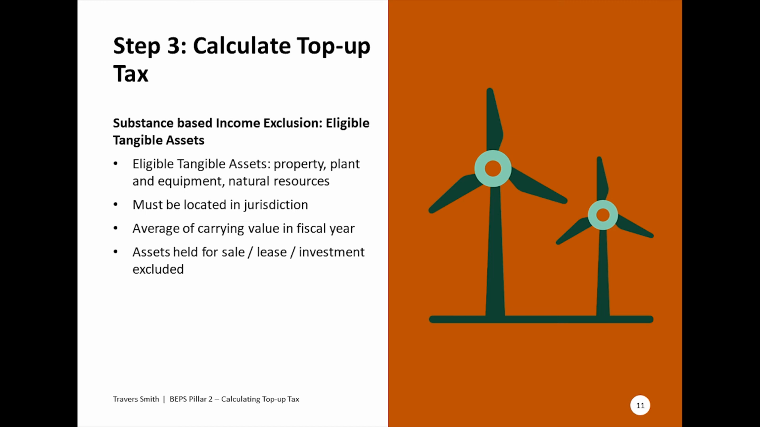Note that property that is held for sale, lease or investment is excluded. So if the entity owns buildings that are rented out, those wouldn't count as eligible tangible assets. It is the carrying value of the eligible tangible assets that's taken into account, and it's the average of the carrying value across the fiscal year in question. So you take the carrying value at the start of the year and add that to the carrying value at the end of the year and divide by 2. If the asset is sold during the year, you will only get half of the carrying value, as the end carrying value is 0.